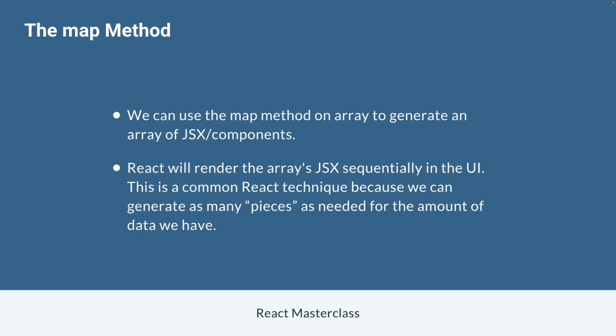And whatever that dynamic number happens to be is the dynamic number of React components, for example, that you may want to render. And that is precisely where the map method becomes really handy, because you can generate that array of elements or components or JSX chunks for whatever is the size of the original array. And React will render that array of JSX sequentially in the UI. And you can generate as many pieces that are needed in order to build up the interface.